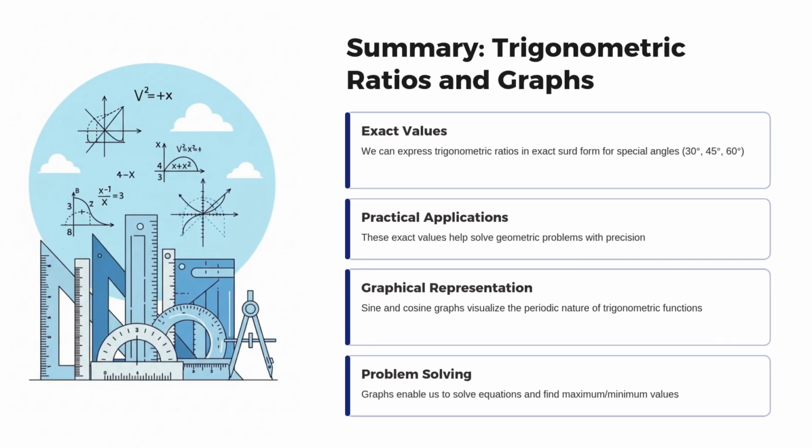Summary: trigonometric ratios and graphs. Exact values. We can express trigonometric ratios in exact surd form for special angles: 30 degrees, 45 degrees, 60 degrees. Practical applications. These exact values help solve geometric problems with precision. Graphical representation. Sine and cosine graphs visualize the periodic nature of trigonometric functions. Problem solving. Graphs enable us to solve equations and find maximum/minimum values.